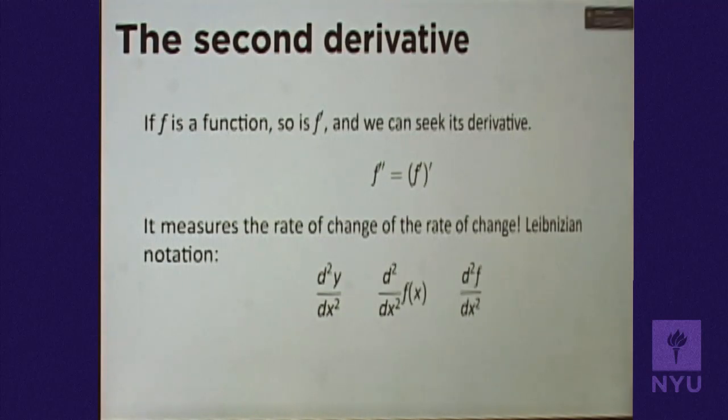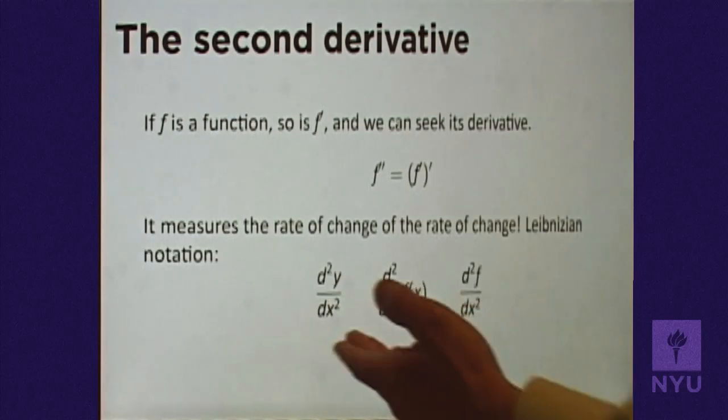Leibniz notation for the second derivative, we will write d squared y divided by dx squared, or d squared divided by dx squared of f of x, or simply d squared f divided by dx squared.